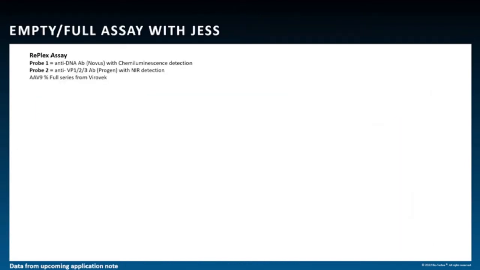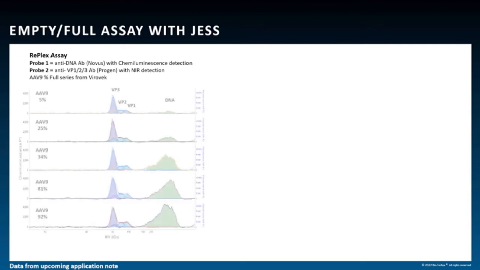I'm really excited to share this next example with you. For these data, we are leveraging a replex assay on a Jess instrument. Replex allows for a strip and reprobe of the capillary for double the data per sample in the same run. In this run, we first denature and separate AAVs and then interrogate them with an anti-DNA antibody. In this example, it's shaded in green.